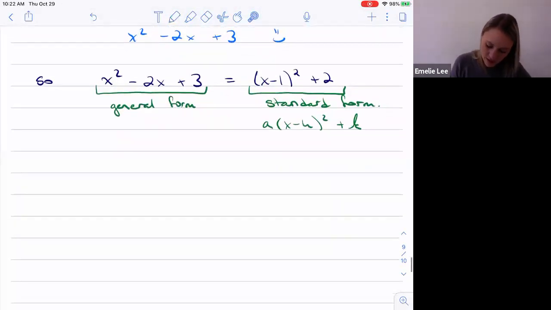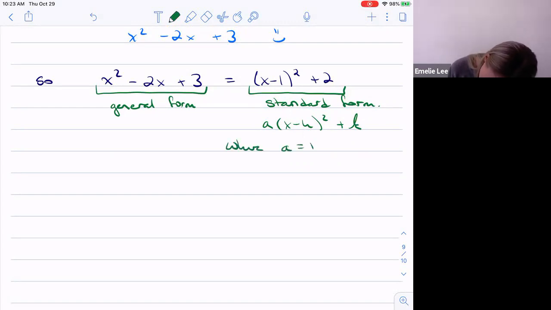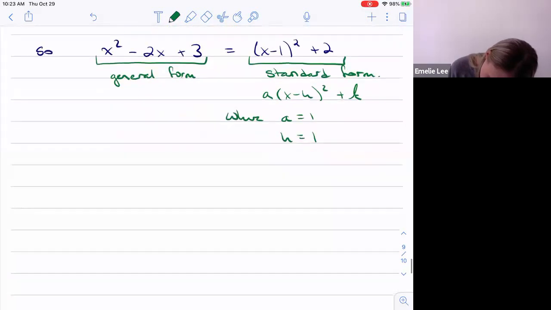In our case, a is 1. Notice that there is a minus here and a minus here. If you had x plus 1 in here, then h would have to be negative 1, so you want to be really careful. And then our k is 2, where a is 1, h is 1, and k is 2.